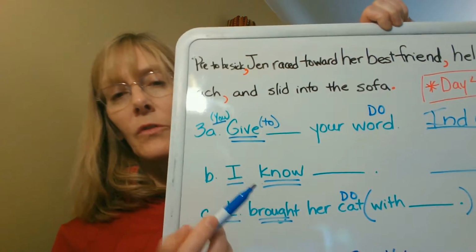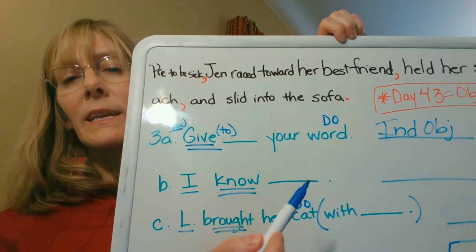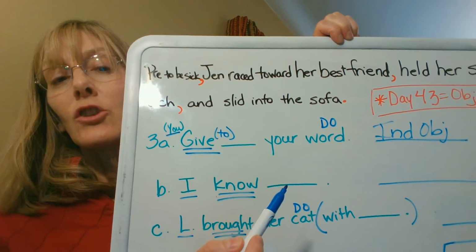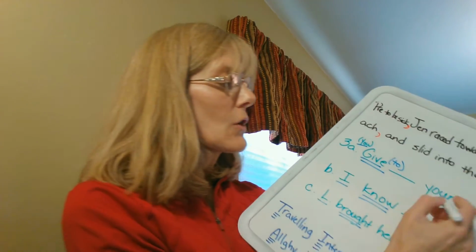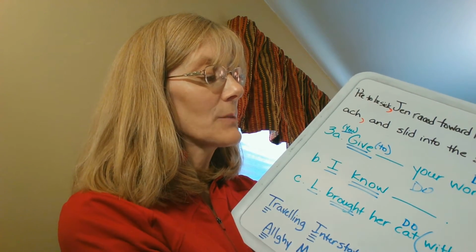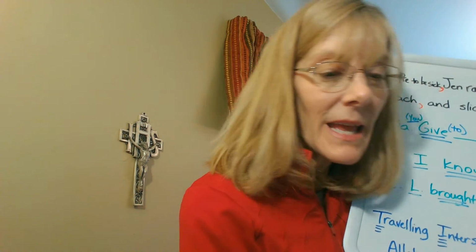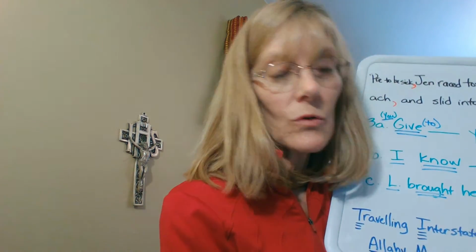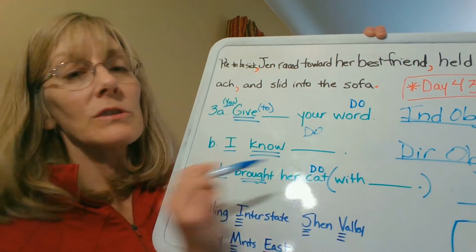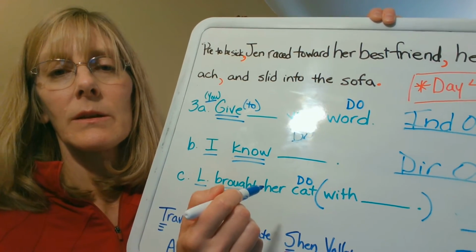The next sentence, 3b, I know blank. Okay. So we have the subject is I, the verb is know. What is receiving the action of the verb? The direct object. So right here is going to be a direct object, but it has to be a direct object in the objective pronoun form. And if you remember, that would be me, him, her, us, them, whom, you, and it. So you can pick an objective pronoun, but it's being used as a direct object in this sentence. I know you, I know him.